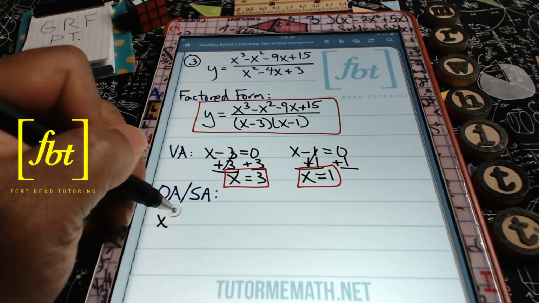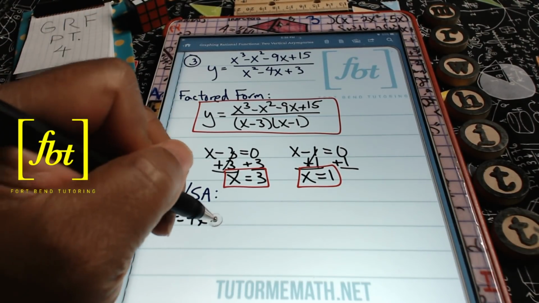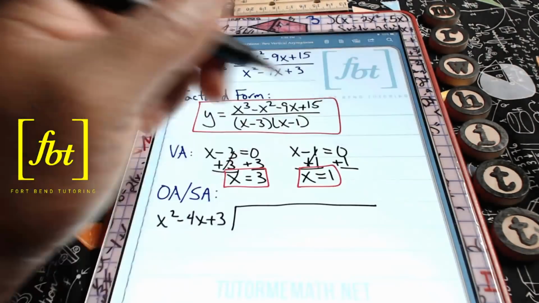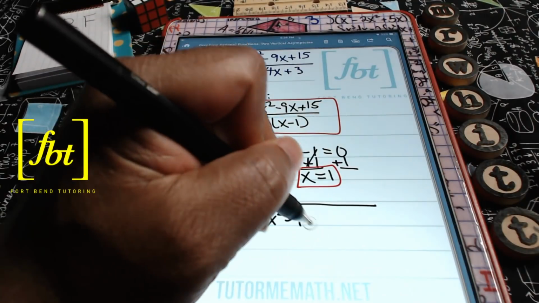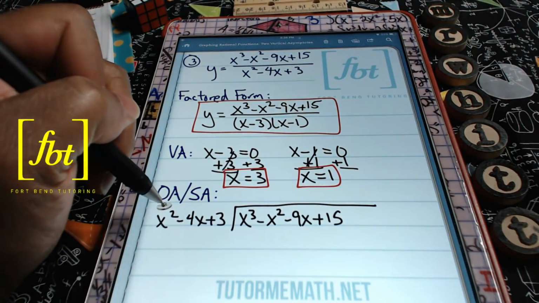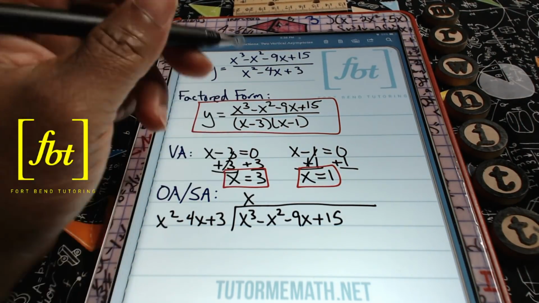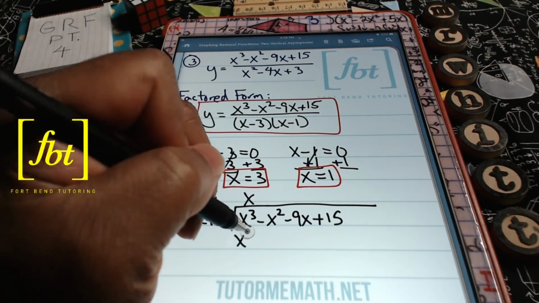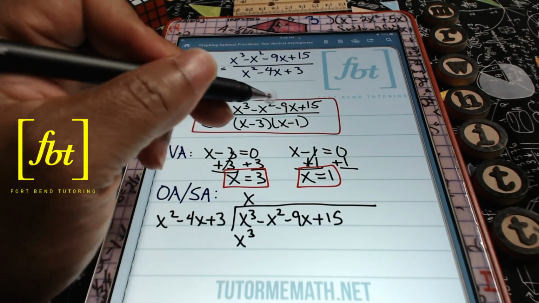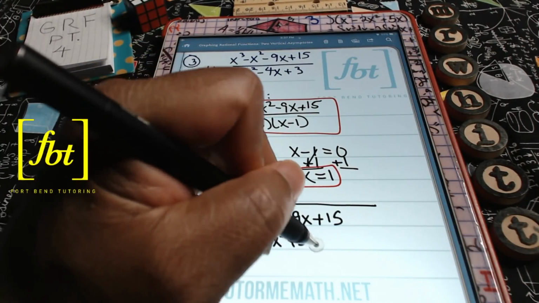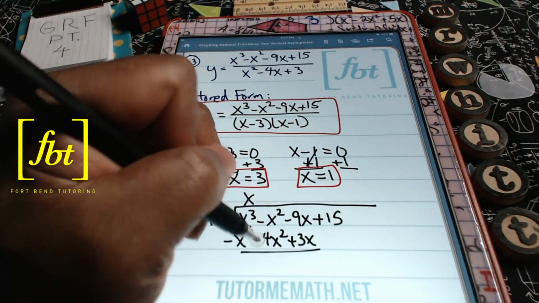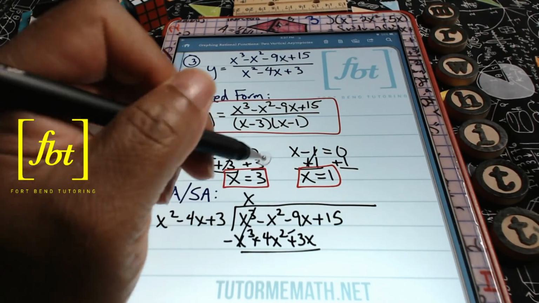You'll have x squared minus 4x plus 3 going into x cubed minus x squared minus 9x plus 15. We'll need to multiply x squared times x in order to get x cubed. So x times x squared is x cubed. X times negative 4x is negative 4x squared. And then x times 3 is 3x. And then you'll need to change the signs. That's right. The x cubes will cancel out.